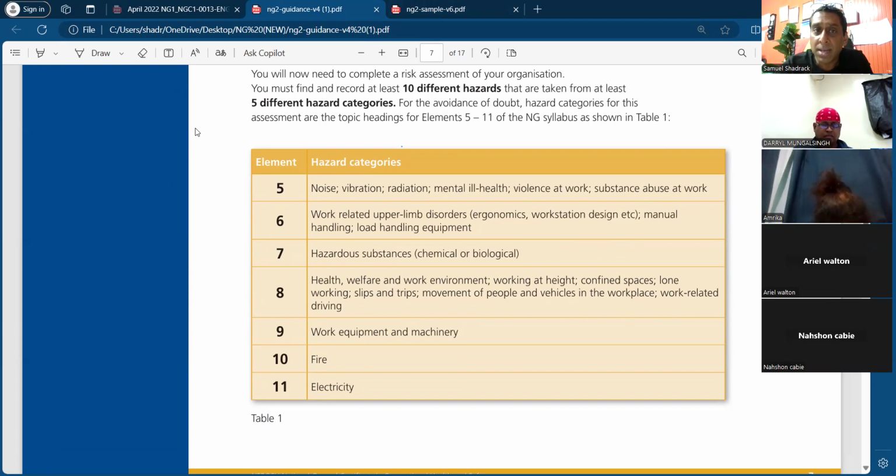Therefore, I was telling you all in the last class, you don't even have to go anywhere to get anything done, right? You just have to choose the hazards from the table here. So could you use noise? Yes. Could you use mental health? Yes. Could you use manual handling? Yes. It's not a hard project, since we give you the hazards to choose from.